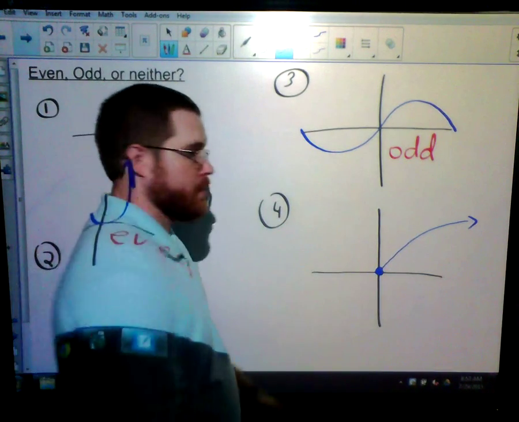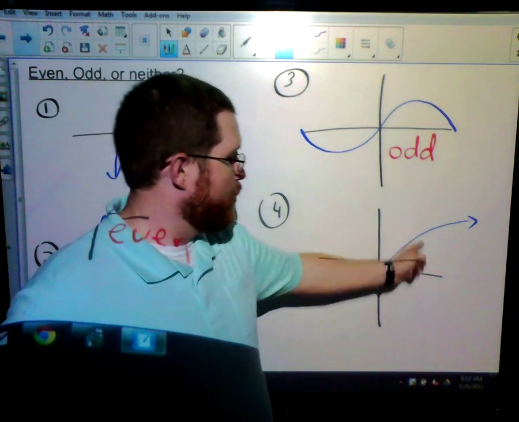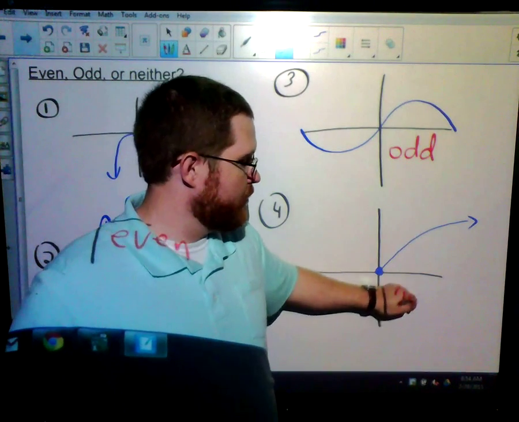Let's take a look at this one. If we fold it in half, do we get the same? No, because there's nothing on this side. If we rotated it 180 degrees, would it be the same? Nope. This is neither.